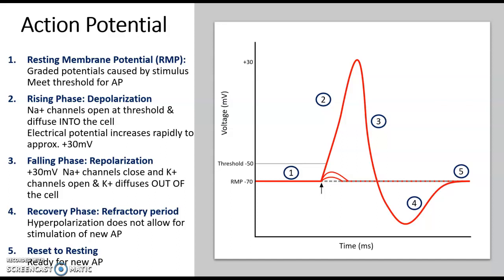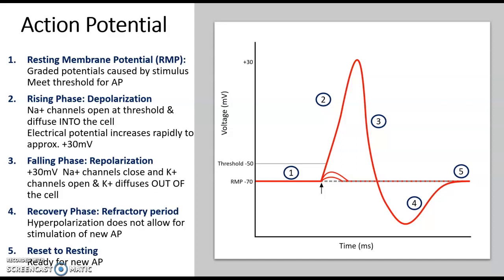And actually, as that potassium diffuses out of the cell, it is going to overshoot that resting membrane potential and go into a state called hyperpolarization, where it has gone past the resting membrane potential to a point where it is very hard to stimulate that section of membrane again. So this is where we enter the recovery phase or refractory period. That makes it very hard to stimulate that area of neuron for a new action potential, which we'll talk about in just a minute.